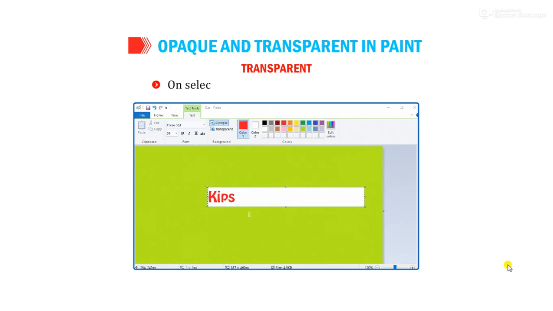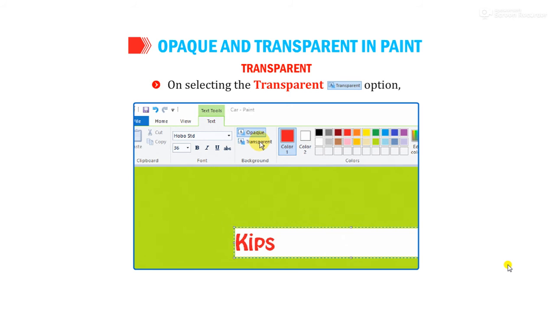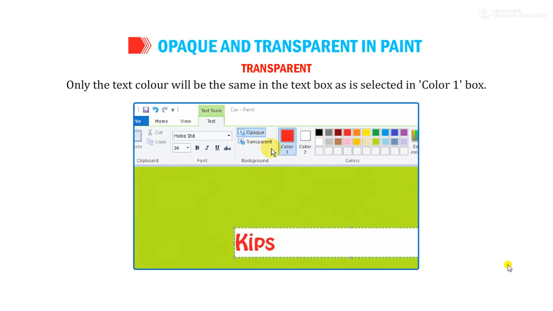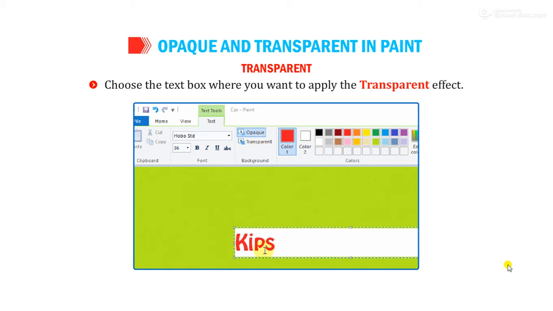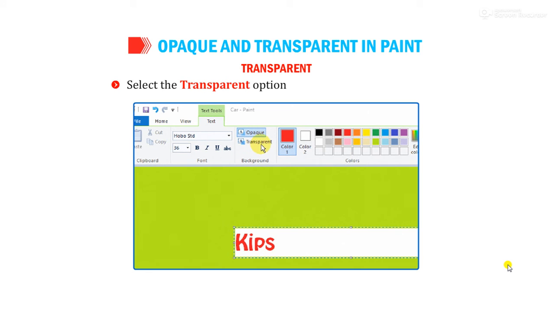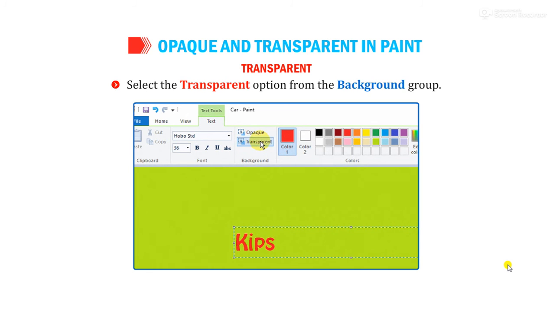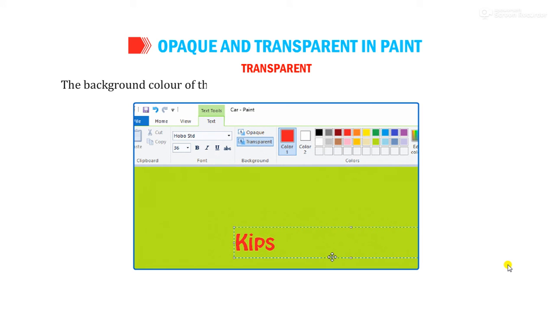Transparent. On selecting the transparent option, only the text color will be the same in the text box as is selected in Color 1 box. The background color of the text box will be transparent. Choose the text box where you want to apply the transparent effect. Select the transparent option from the background group. You will observe that the text will have the selected color, but the background color of the text box remains same as that of the drawing screen.